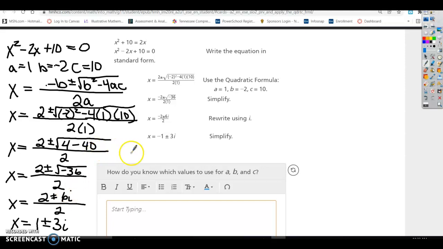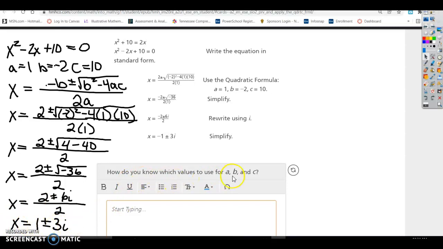Alright, somehow they went back to a negative. I think this is incorrect. So they did substitute a positive 2, so negative b, negative 2 would make that a positive 2, which they started with, but then they went back and somehow got a -2 again. So they've just got a typo there, so don't worry about that. The correct answer should be x equals 1 plus or minus 3i.